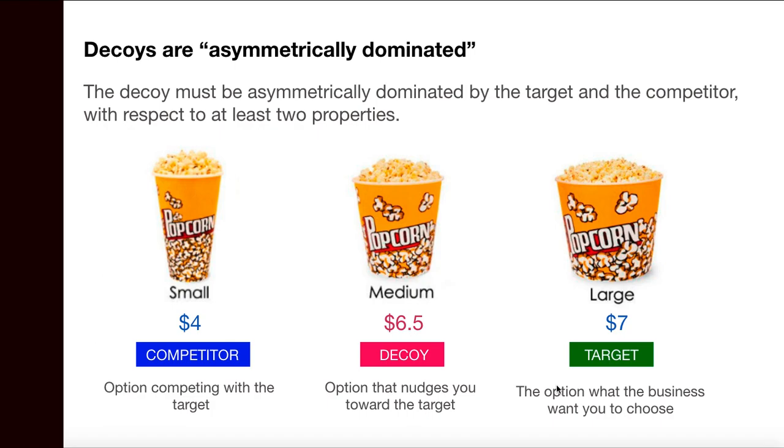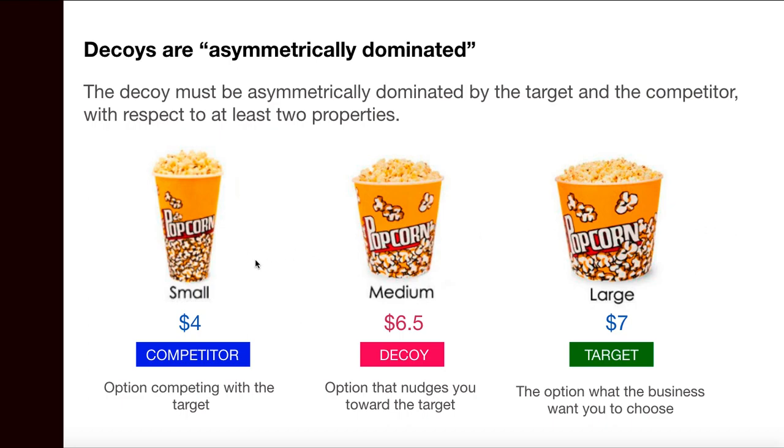Another interesting fact about this decoy is that decoys are asymmetrically dominated. A decoy must be asymmetrically dominated by the target and the competitor with respect to at least two properties. So little confusing, right? Let's break it down. Let's first try to understand what the target and competitor are. By now we know what the decoy is.